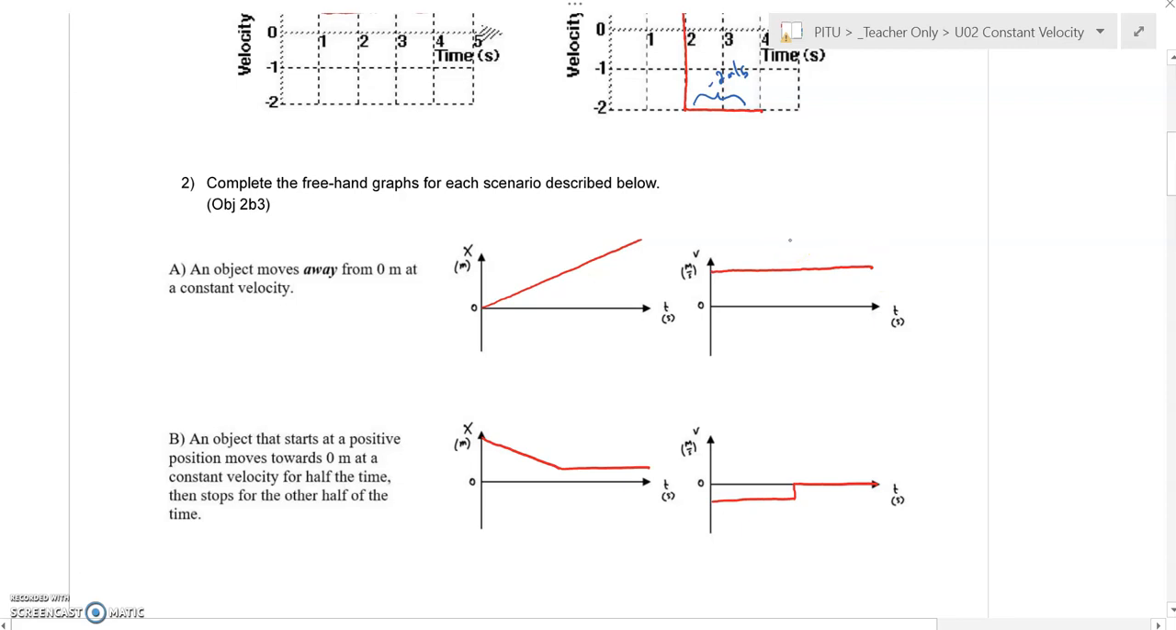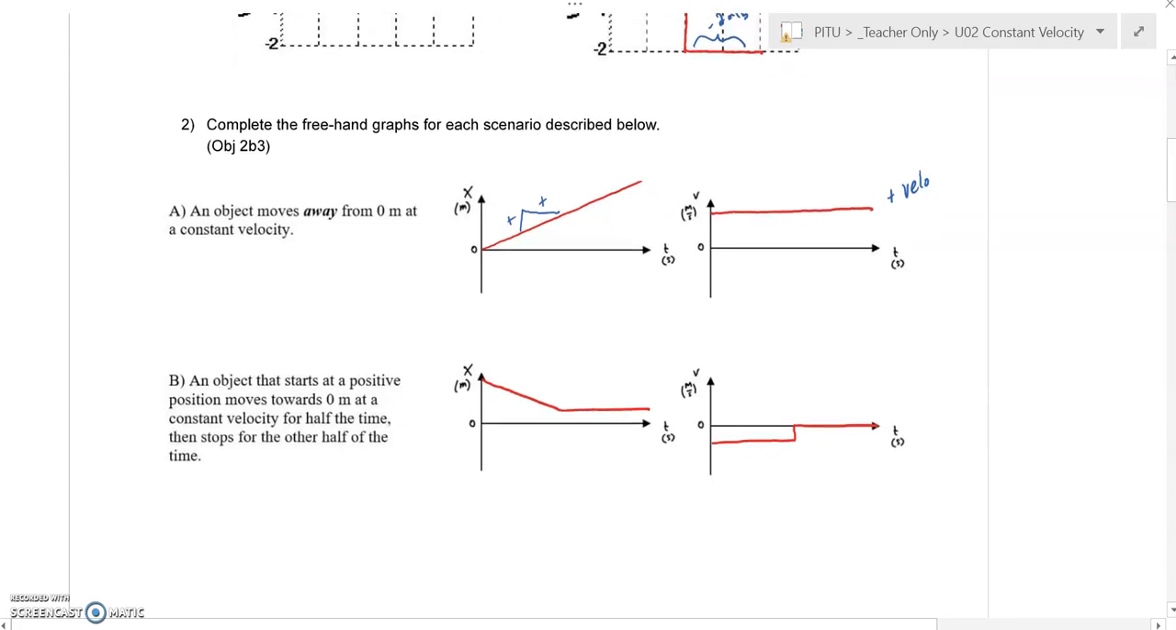Notice how there's no numbers here, it's not really that important. This is a positive slope because it goes up and it goes over. Both are positive numbers, right? So we know the slope is going to be a positive velocity.